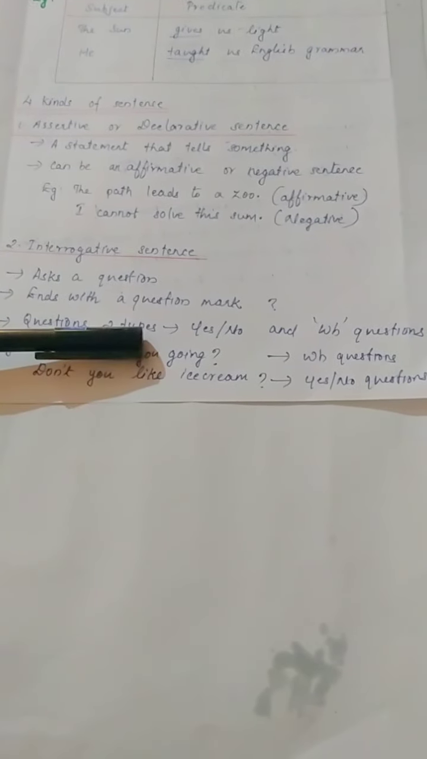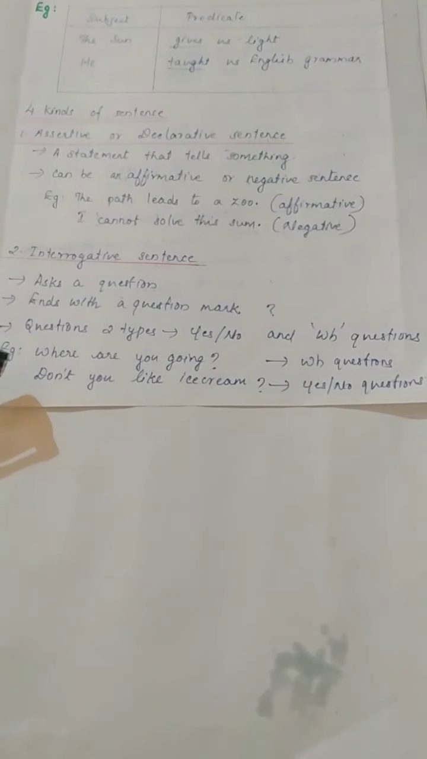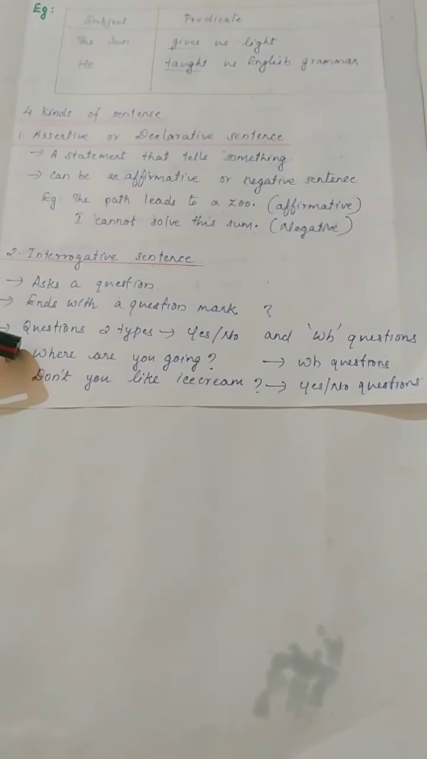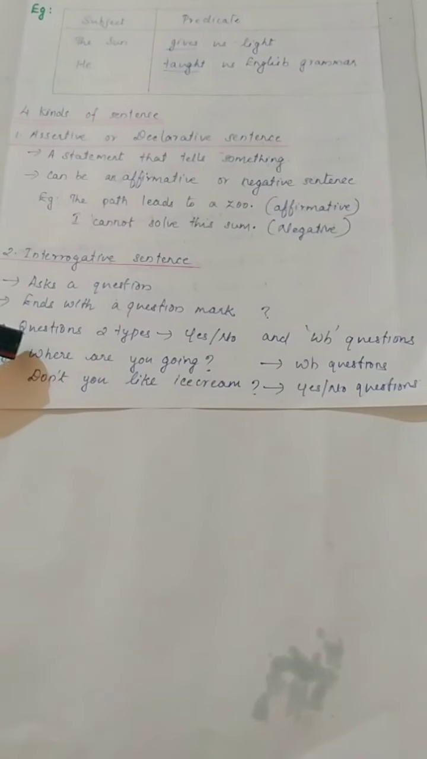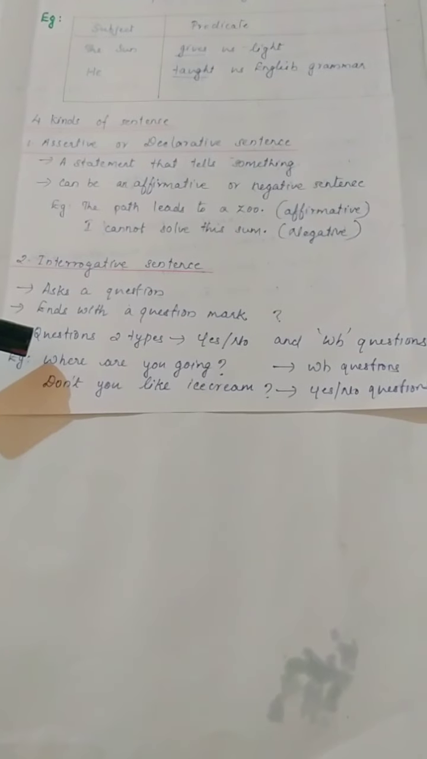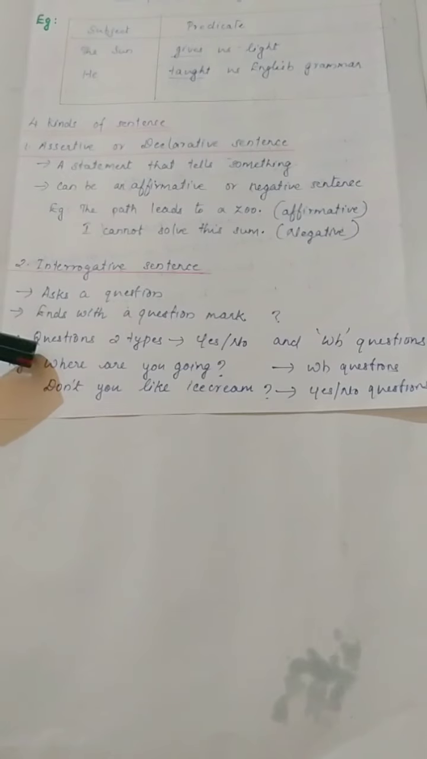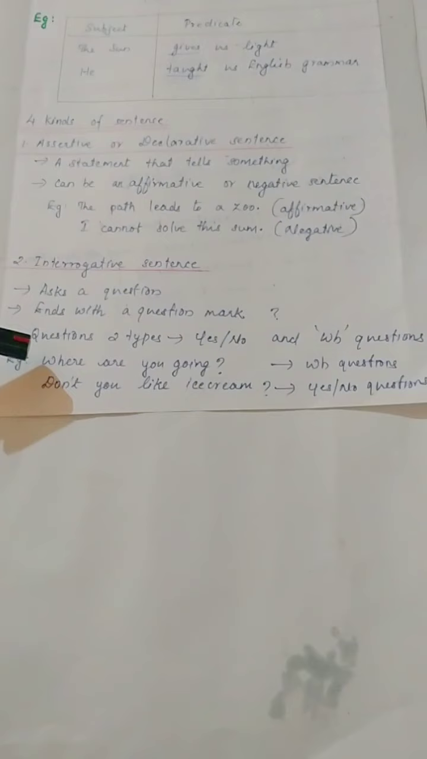So there are two kinds of questions. Two types of question. One is yes or no questions and the second one is WH questions. Okay, example, where are you going? That's a WH question. Can you say what is a WH question? Those questions start with WH forms. Why, where, when, what. These are WH words. So WH questions start with the WH words. Okay, where are you going? That's an example of a WH question.